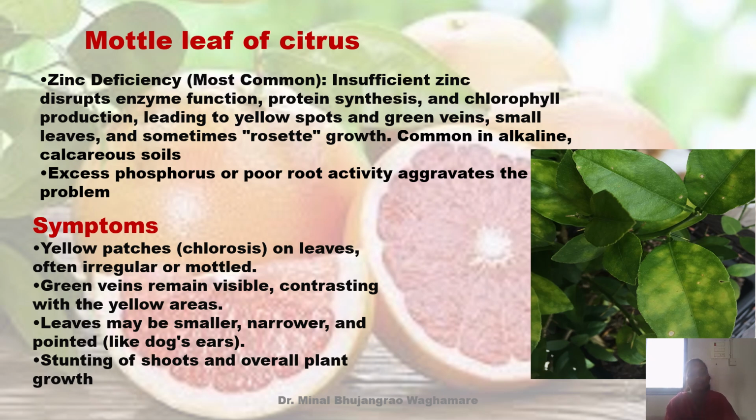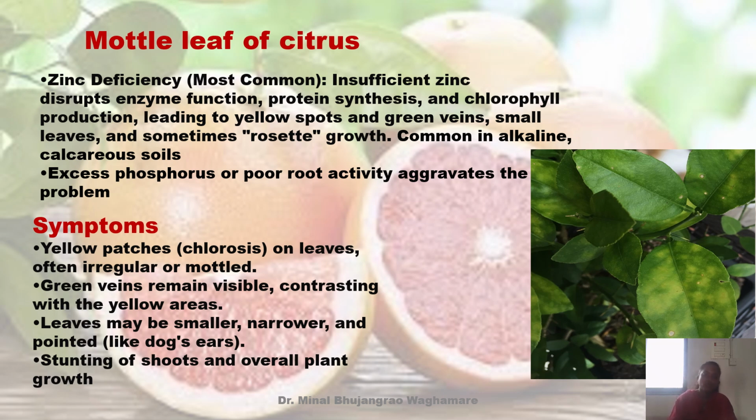Coming to the last disease, that is mottle leaf of citrus. This disease is actually caused by a physiological disorder such as zinc deficiency. Mainly it occurs in alkaline soil conditions, and inside alkaline soil, zinc availability is reduced, and due to this zinc deficiency, mottle leaf of citrus takes place. It disrupts enzyme function, protein synthesis and chlorophyll production inside the plant.